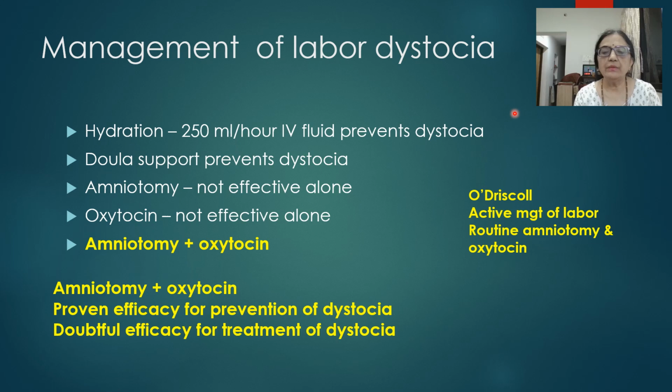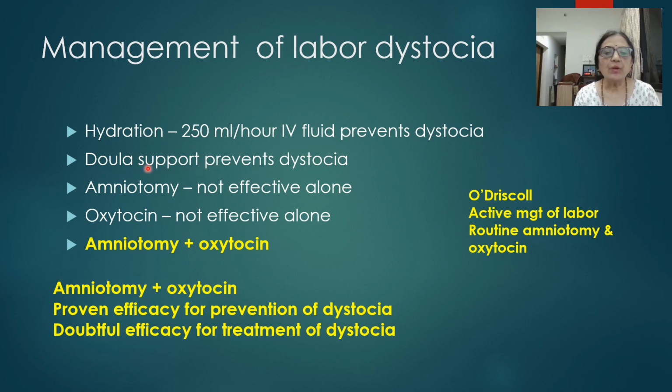Till now we have seen what labor dystocia is and how we define it, what the types of labor dystocia are, and how we diagnose labor dystocia as per various guidelines. Now coming to the management of labor dystocia. Hydration is the mainstay and an easy intervention, and quite effective also. If the patient is not taking oral fluids adequately, then you give IV fluid, 250 ml per hour, for prevention as well as treatment of labor dystocia, which is quite effective.